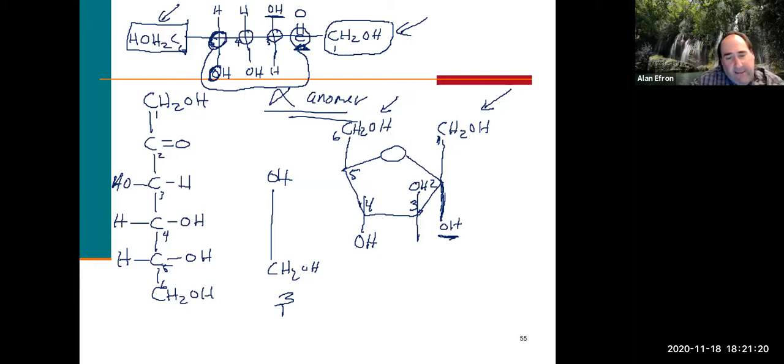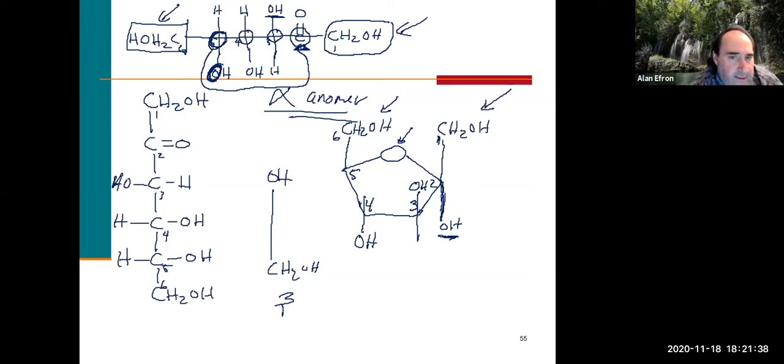And I think I did misspeak earlier. It is actually this oxygen here that gets inserted into the ring at this position. Any questions on going from straight chain there to ring structure?